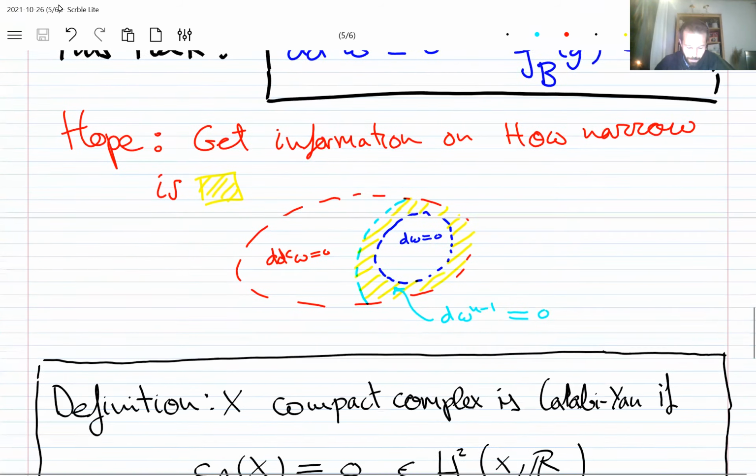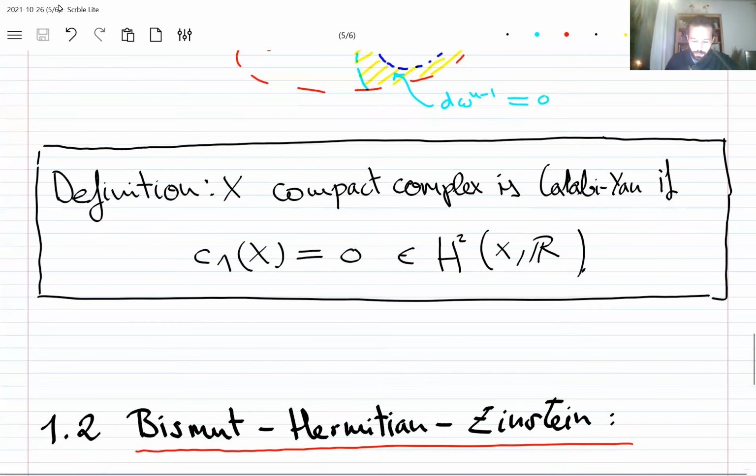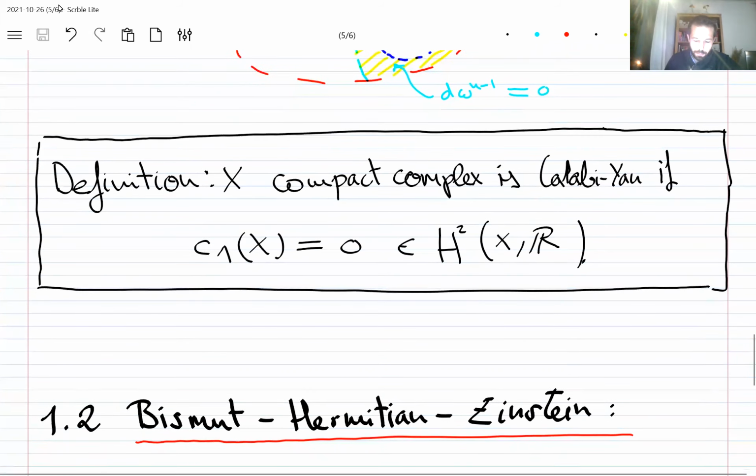Okay, so in this talk, I'm going to take this definition of Calabi-Yau, which is any compact complex manifold which has vanishing first Chern class in second real cohomology. I'm not going to assume that the canonical bundle is trivial, but just this. So this is going to be my definition of Calabi-Yau.